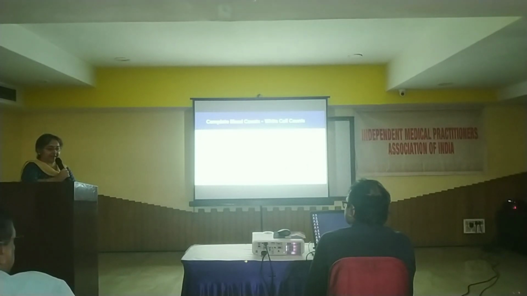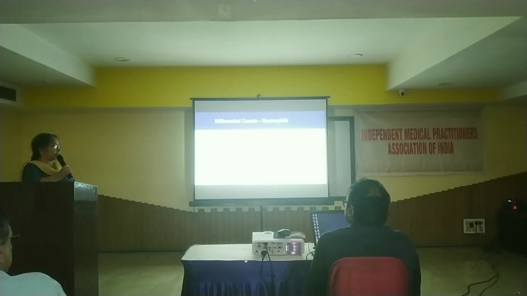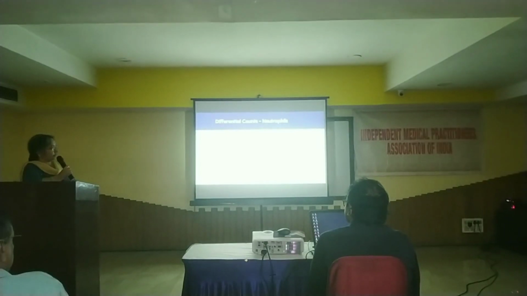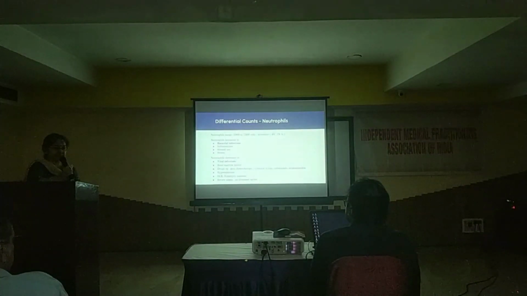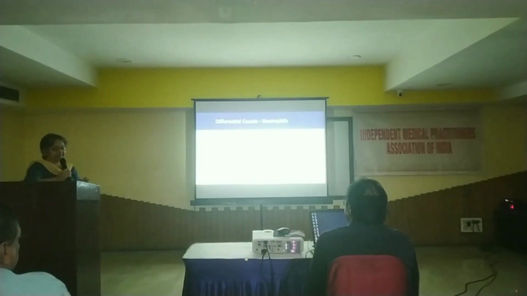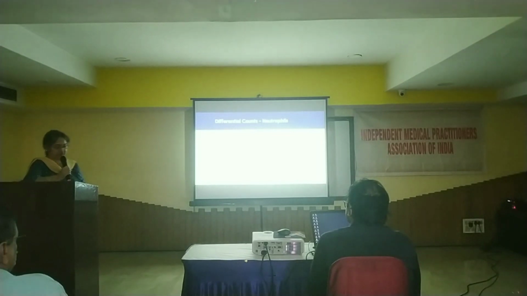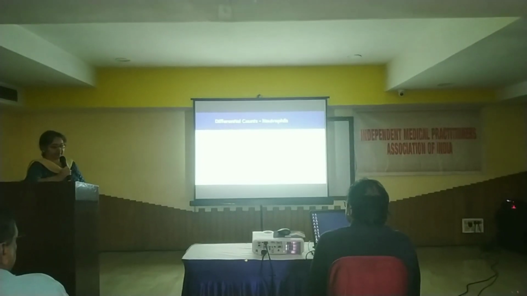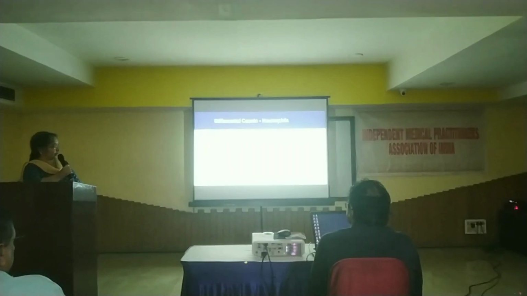To get further clarity, we need to look at the differential count next. Here, when we are looking at the differential count, please remember absolute values are more meaningful than the percentages. The neutrophil counts generally range between 2,000 to 7,500 cells per microliter, so that is about 40 to 75% of the total count. And again, these are increased in bacterial infections as a rule, other inflammatory disorders, and steroid use.